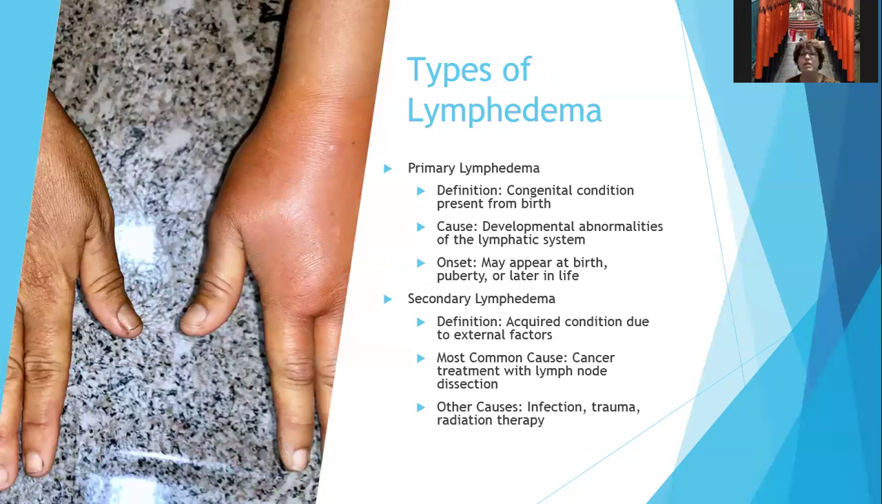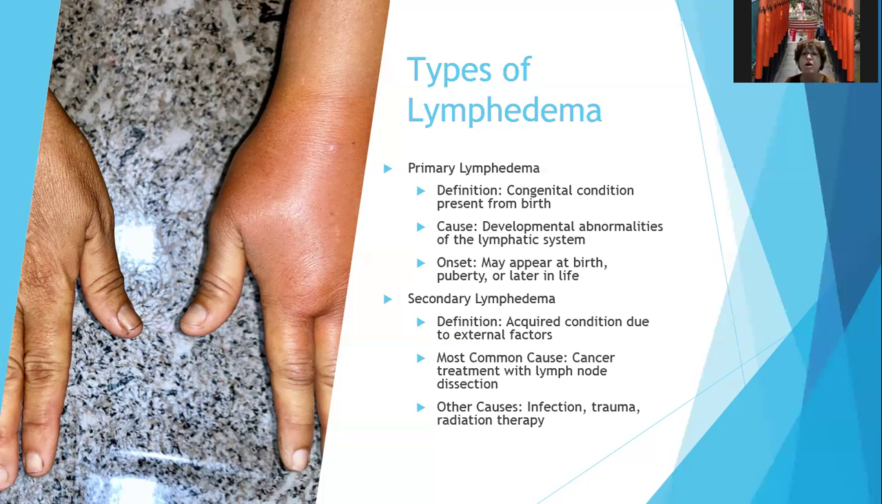So primary lymphedema is congenital. It's present from birth. So you have developmental abnormalities of the lymphatic system, and it may appear at birth or puberty or later in life. So you might have an insufficient lymphatic system and it doesn't show up until later. That's that growth into deficit thing. Secondary lymphedema is acquired due to external factors.